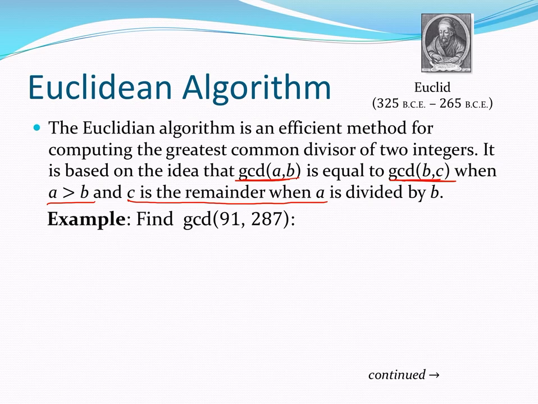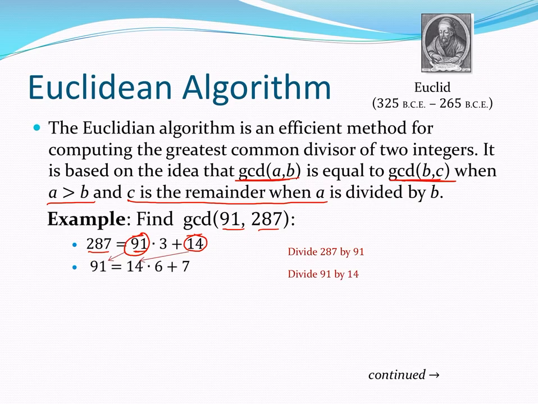So we want to find the greatest common divisor of 91 and 287. We set up the division algorithm and we get 287, the dividend, is 91, the divisor, times 3 plus 14, the remainder. We are stating that 287 and 91 have the same greatest common divisor as 91 and 14. What we're going to do then is find another pair that have the same greatest common divisor by making 91 the dividend, 14 the divisor, finding a new remainder of 7.